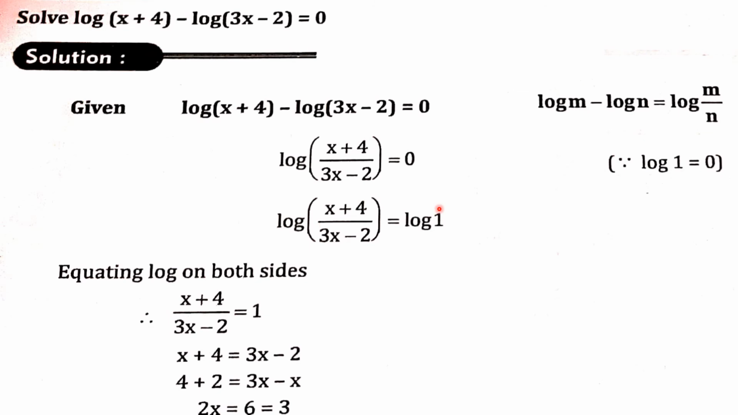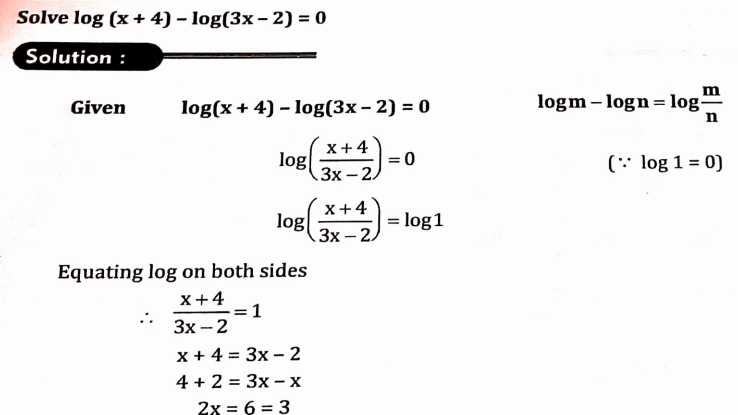So log and log are common, so eliminate log, you will only take the values. x plus 4 divided by 3x minus 2 is equal to 1. So now do the cross multiplication. x plus 4 is equal to 3x minus 2. So when you do the cross multiplication, x and x values will come to one side and the remaining values will come to the other side. So you will get 2x is equal to 6. So then x is equal to 6 by 2. So the original x value will be 3.